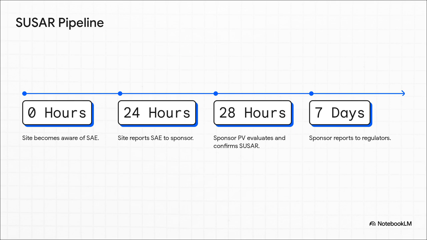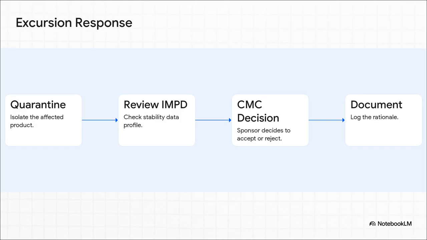Your safety and pharmacovigilance pipeline has to work flawlessly, 24/7. From that initial 24-hour site reporting window to a 4-hour sponsor evaluation, right through to the 7-day regulator deadline. This operational rule literally never takes a day off, not even on weekends. When it comes to investigational product oversight, data must drive your decisions. Imagine cold chain IP is held up at customs over a weekend. You quarantine it, check the IMPD stability data, let the sponsor CMC decide, and document the rationale. That rigorous process routinely rescues tens of thousands of pounds of biological product from unnecessary destruction.